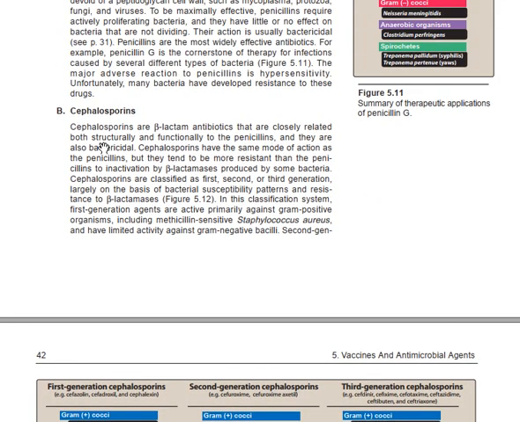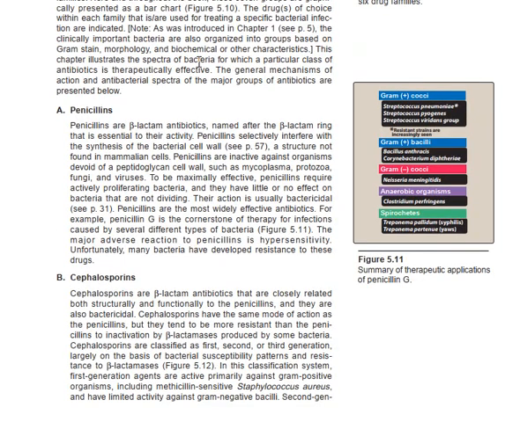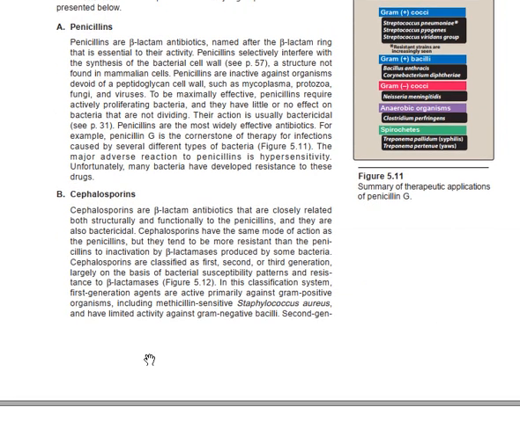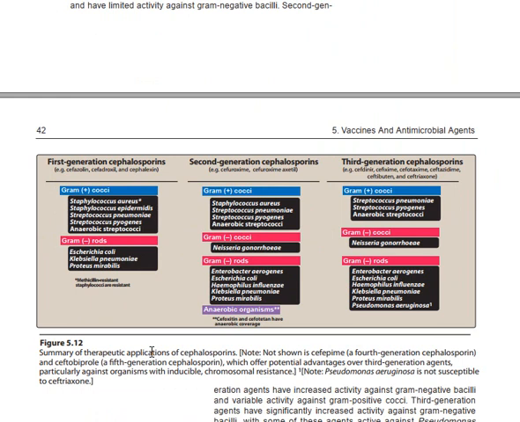Now the next one is cephalosporin. Cephalosporin is another beta-lactam antibiotic that is closely related to penicillins in both structure and function. Is it clear? Cephalosporins have the same mode of action as penicillin, still acting on the peptidoglycan cell wall. But they are more resistant to inactivation by the beta-lactamase enzyme. You need to know that penicillins are affected by beta-lactamase enzymes, while cephalosporins are more resistant to inactivation by beta-lactamase producing microorganisms.